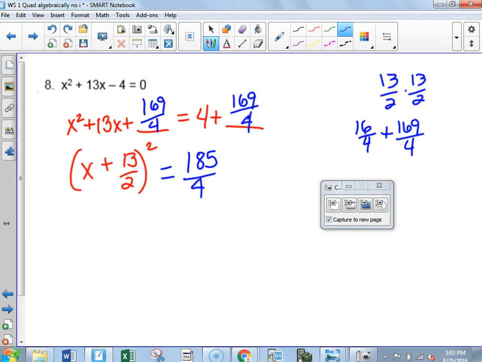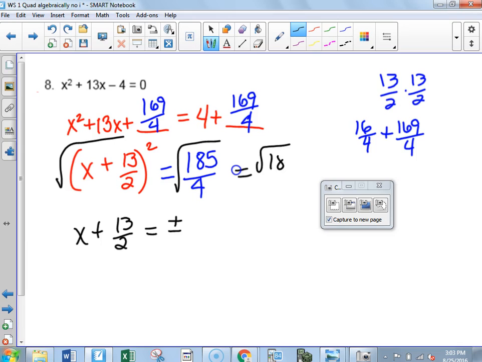Okay. Now what? We're finally ready to square root, which will just give us x plus 13 over 2 equals plus or minus. Now, this is equivalent to the square root of 185 over the square root of 4, right? Which is really nice because the square root of 4 is 2, and now we even have common denominators, right? But we also don't have a radical in the denominator. Will that always happen? It'll happen as long as this was just an odd number, right? Because when we divide it by 2 and square it, we're always going to get over 4. But if it was something else, it wouldn't.